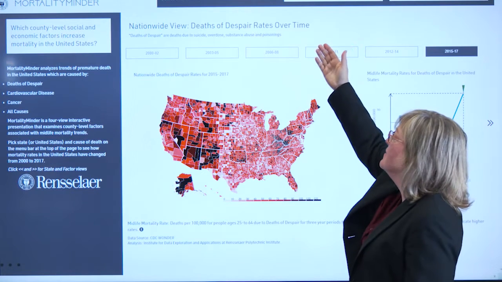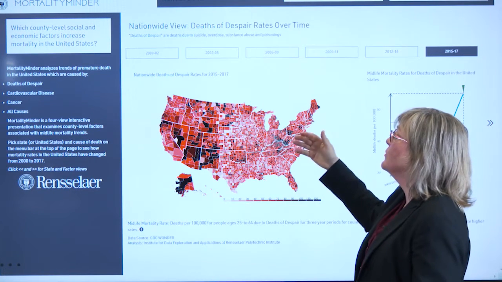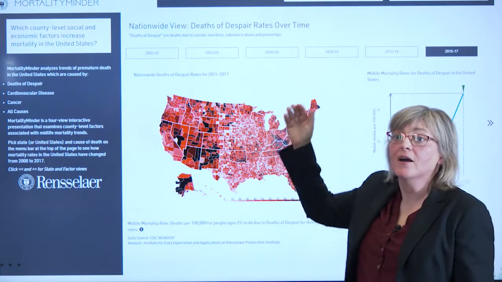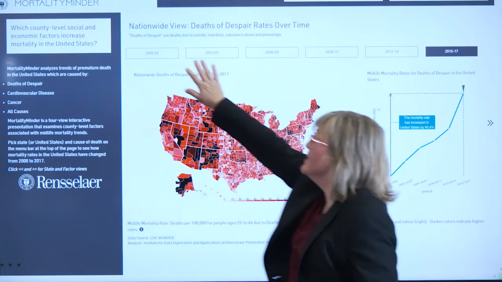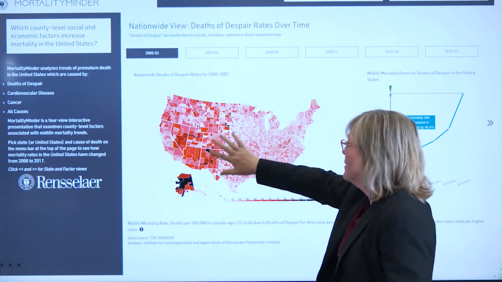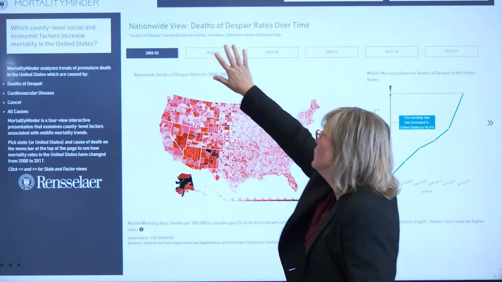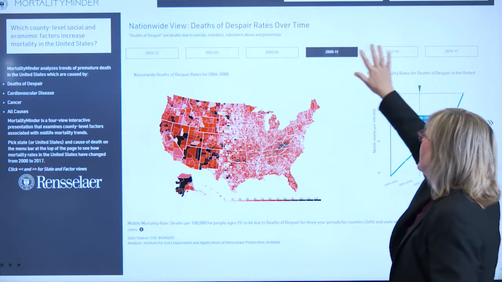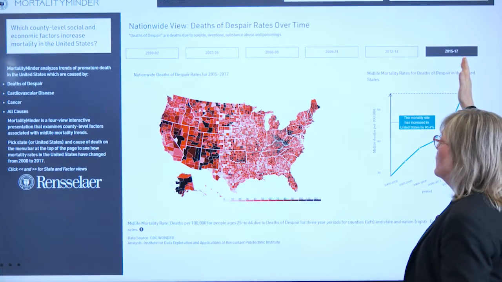Here we're looking at deaths of despair. These are deaths due to suicide, overdose, substance abuse, and poisoning, basically self-harm. And here we're going to look at the rates in the United States by county, and we can look through time. Here it's light, there's not too much of the deaths of despair, and as we move through time, we can see it gets worse and worse until we get to 2015, 2017.